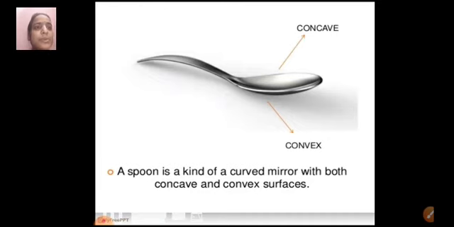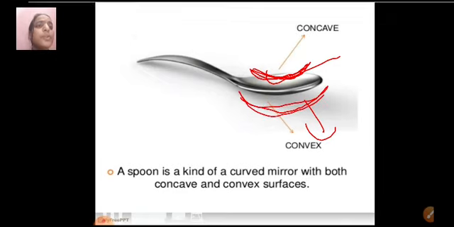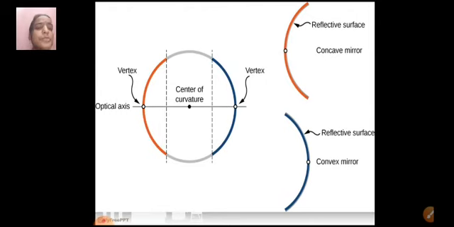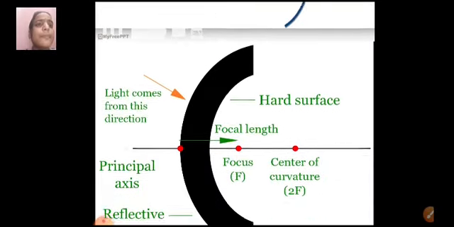If we look at a spoon, you can see that the spoon also has two curved surfaces. One surface bulges inwards, the other bulges outwards. The surface bulging inwards is the concave surface, whereas the surface bulging outwards is the convex surface of the spoon. Similarly here, the mirror in which the reflecting surface bulges inwards, forming a cave-like structure, is the concave mirror, whereas the one in which the reflecting surface bulges outwards is the convex mirror.